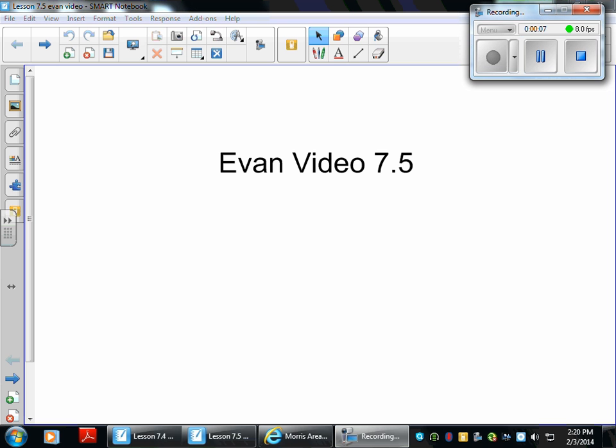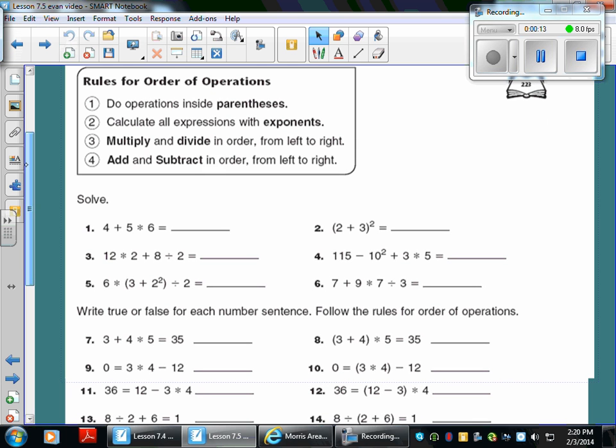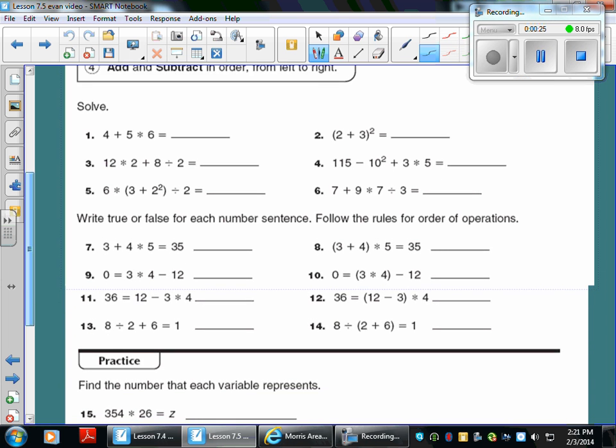Specifically, we're going to look at study link 7.5 for this problem. Remember, at the top of this page, you can see that they have the order of operations written there for you. Parentheses, exponents, multiply, divide, add, and subtract. Kind of gives you directions of how to walk through and solve these problems step by step in the correct order to get the right answer.